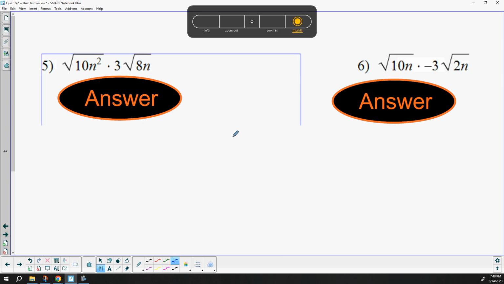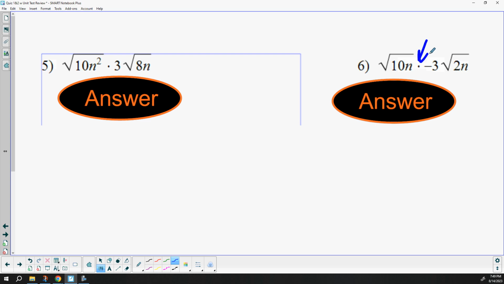Number 6, we're multiplying. That's what the dot stands for. You know, product, multiplication. So, multiply the outside. Let me rewrite it real quick. I'm doing this without my glasses. I really should put my glasses on.